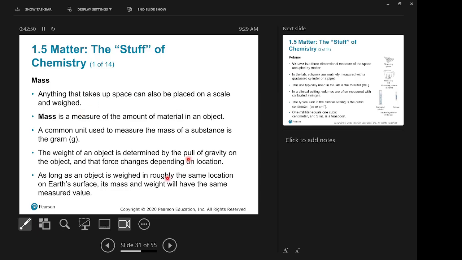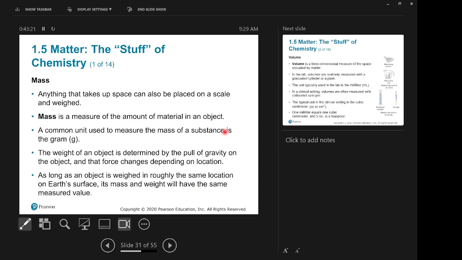Okay. So as long as an object is weighed in roughly the same location on Earth's surface, or you have a correction for it, the mass and weight will have the same measured values. And so you can actually use weight for mass. That's why we typically use weight for mass on Earth, because our balances have corrections they apply if somebody's calibrated it. If nobody's calibrated it, too bad. It's not going to be the same.